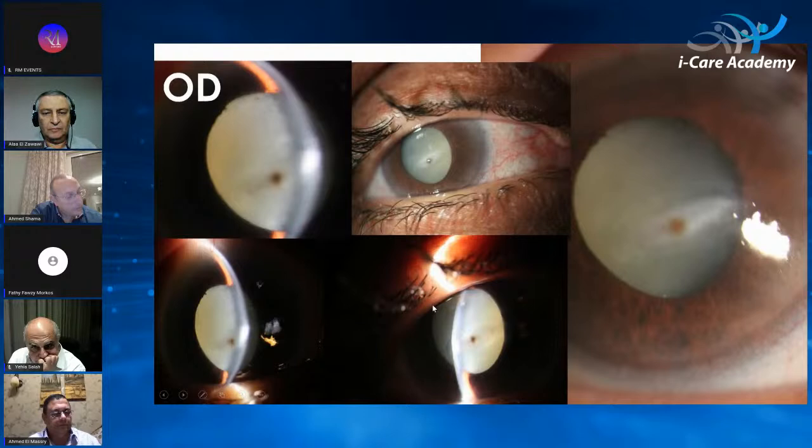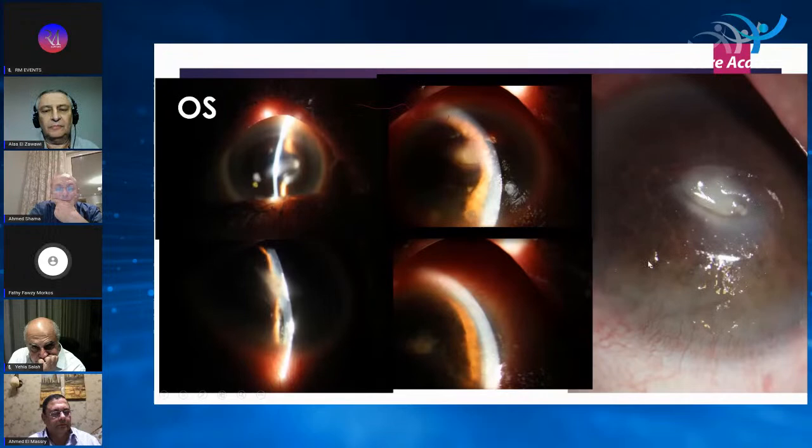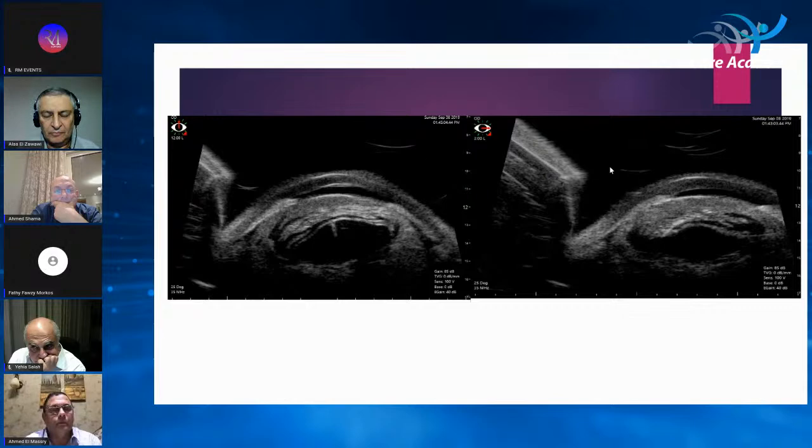And this was her left eye that had a large corneal defect. What gave a clue to the diagnosis here was actually the lens matter inside the anterior chamber that looked like a hypopyon ulcer. Again, the UBM gave away the diagnosis. You have now an empty bag with plenty of lens matter in the anterior chamber.